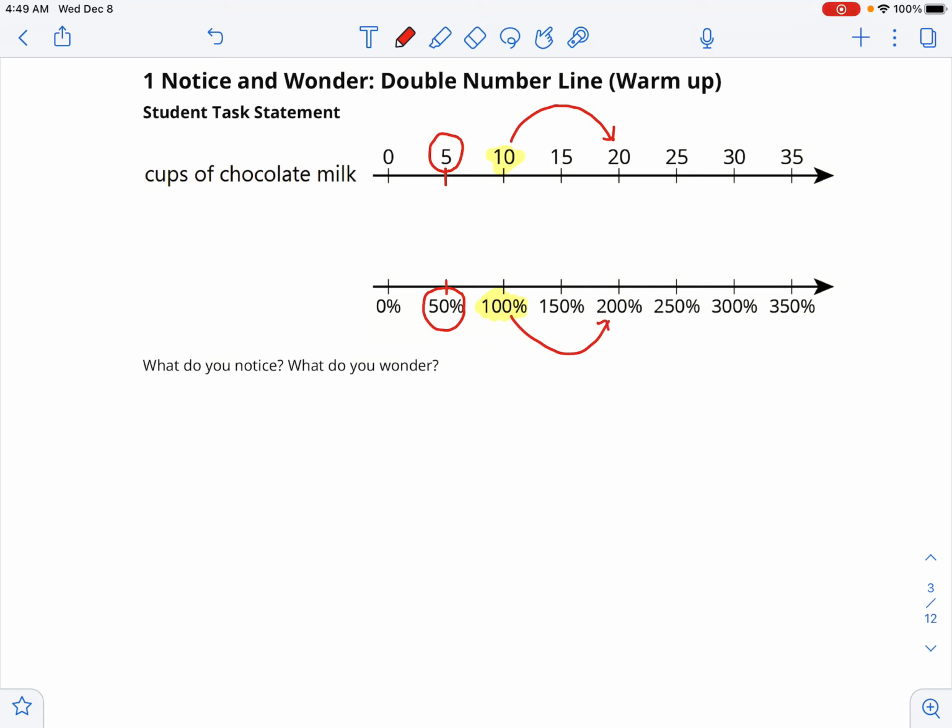I need to follow the same multiplicative reasoning, or multiply my cups of chocolate milk and my percent by the same thing, to ensure I'm counting correctly on my number line. These are all equivalent ratios. 10 cups of milk to 100%. 20 cups of milk to 200%. Every single ratio pair in the double number line is equivalent.